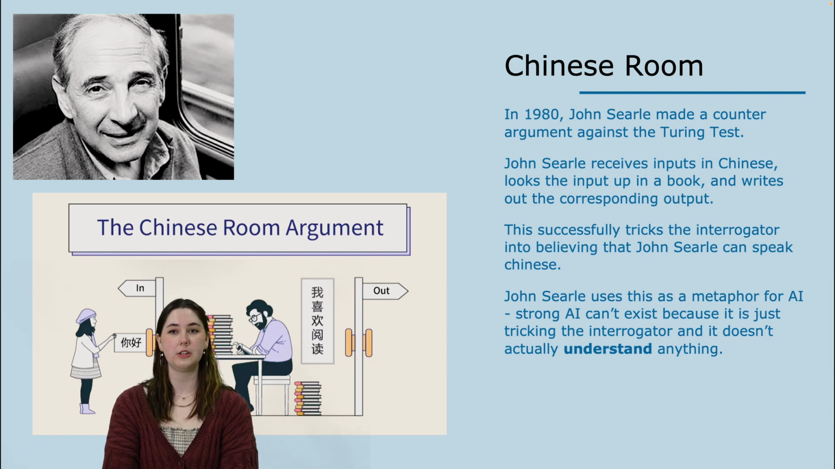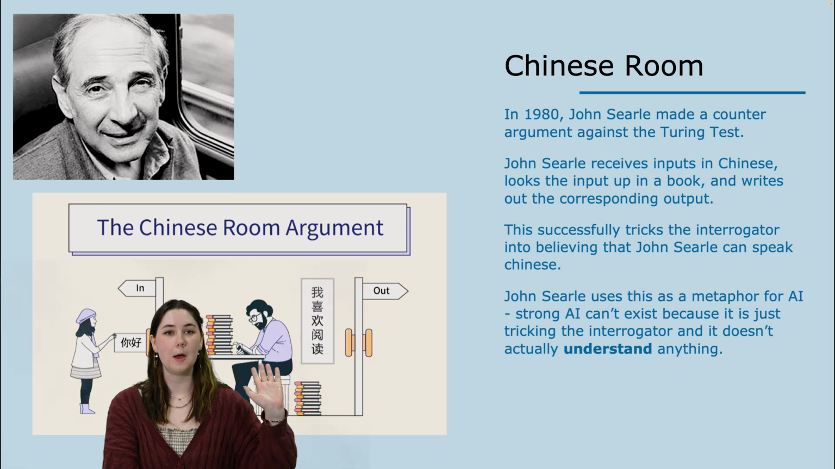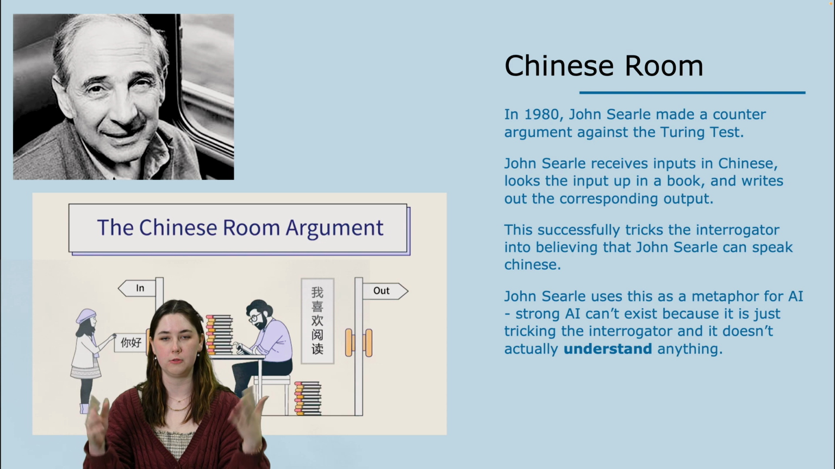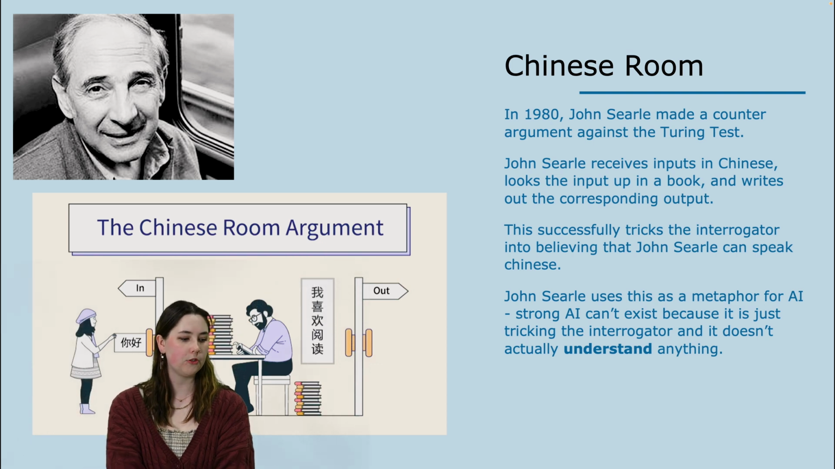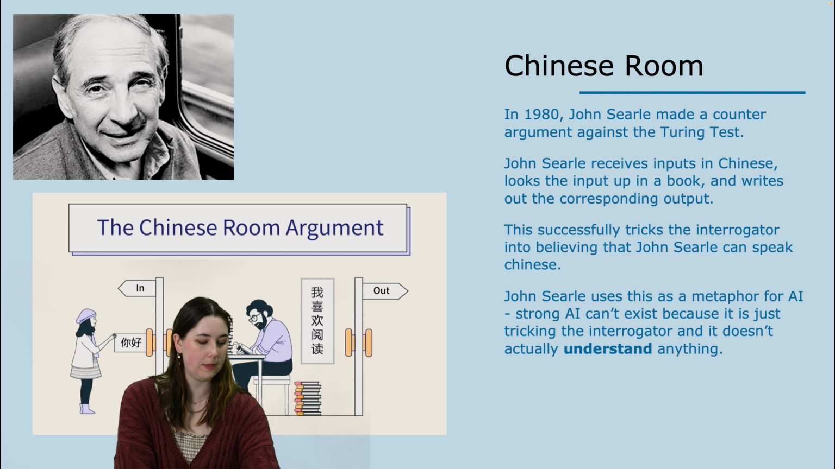So if the interrogator can be tricked into believing that John Searle can speak Chinese through these books, then John Searle must speak Chinese, right? Well, no, because he doesn't actually understand what he's reading. And this is the problem that John Searle has with the Turing test, because the robot is just imitating a human. It doesn't actually have that thought behind it, as far as we know. So that's what John Searle has a problem with. So let's have a think about that.